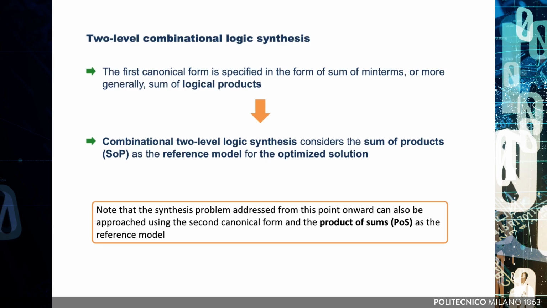Since the first canonical form, representing the initial solution, is defined as a sum of minterms, or more generally, as a sum of logical products, it is convenient to use an expression composed of a sum of logical products, abbreviated as SOP, as the reference model for the optimized solution. For this reason, we will talk here about two-level combinational logic synthesis, since the resulting circuits, represented by sums of products, will consist of a first level of AND gates and a second level of OR gates.